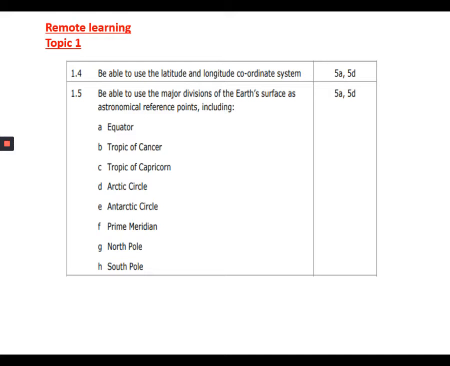We're still in Unit 1 and we're going to be looking at the things you can see on the screen today, so 1.4 and 1.5. So we're going to look at the latitude and longitude coordinate system, and then we're going to look at these points on the Earth, what they mean. So the equator, Tropic of Cancer, Tropic of Capricorn, Arctic Circle, Antarctic Circle, Prime Meridian, North Pole and South Pole. So let's get to it.